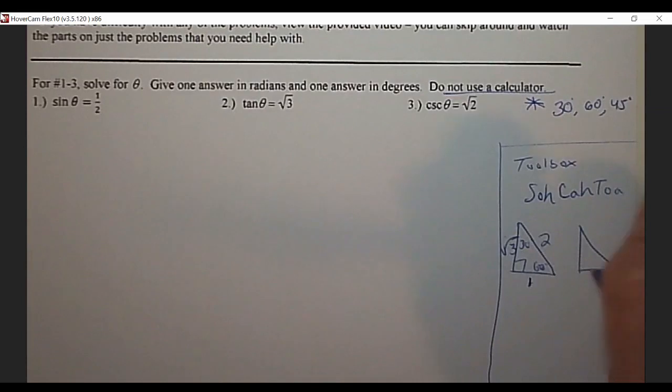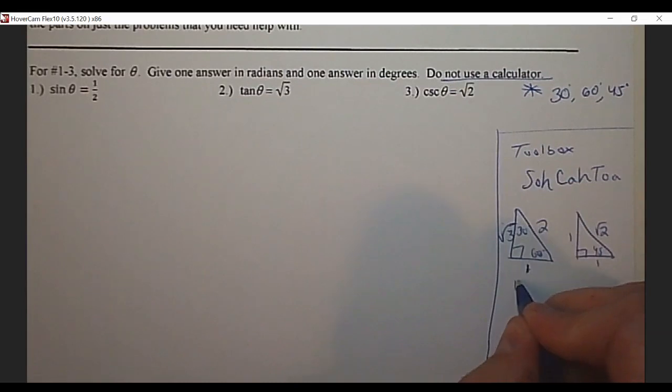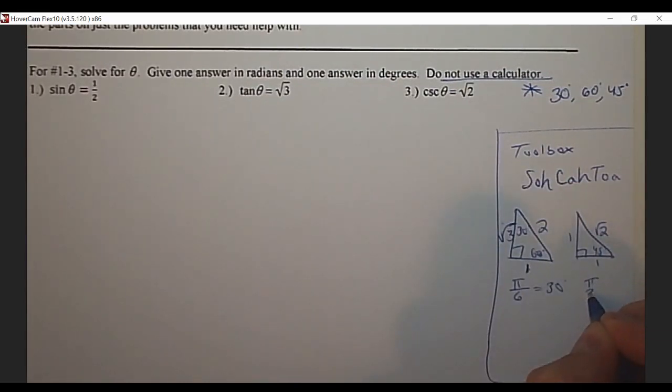And then I have my 45, 45, 90. If you know the legs are 1, if you forget what the hypotenuse is, you can always just do Pythagorean theorem, because if you do 1 squared plus 1 squared equals hypotenuse squared, you'll get radical 2 anyway. And then other things you may want to make a note of, the fact that pi over 6 is 30, pi over 3 is 60, and pi over 4 is 45 degrees.